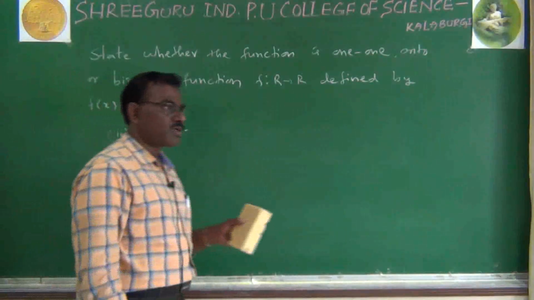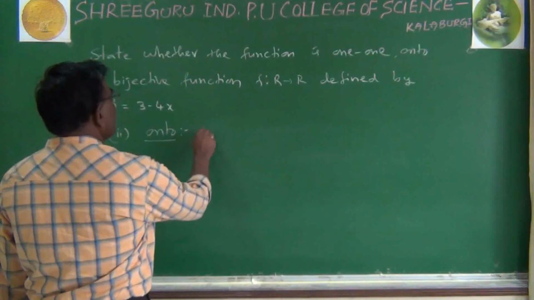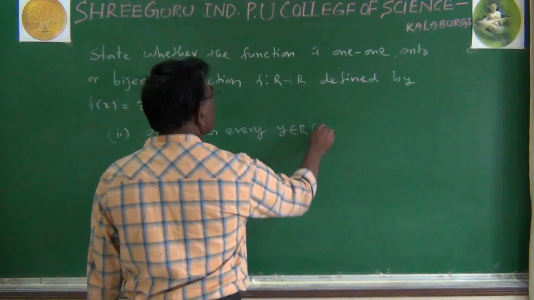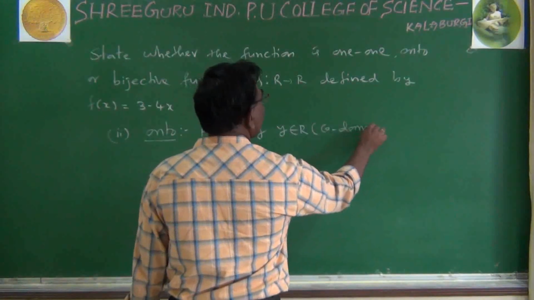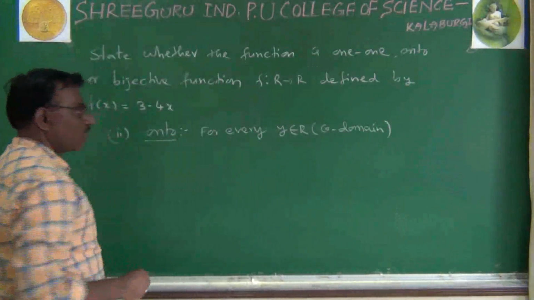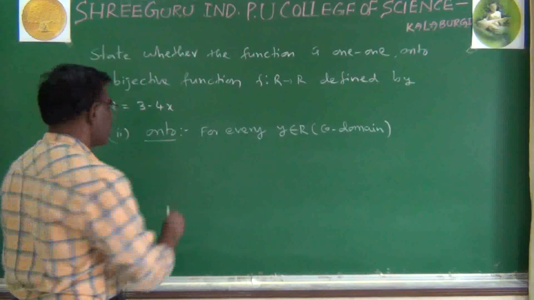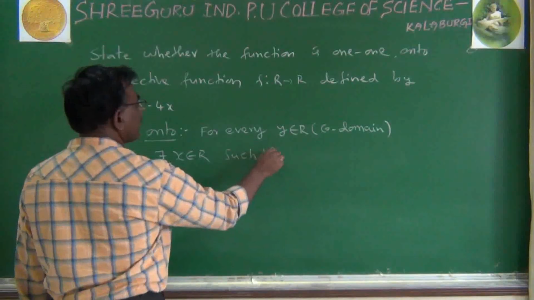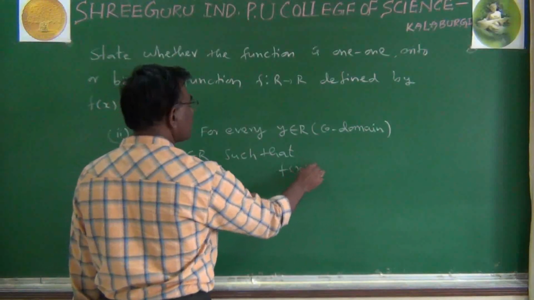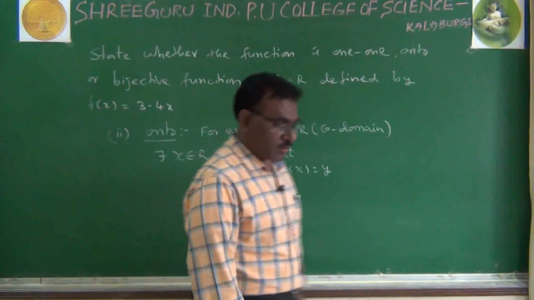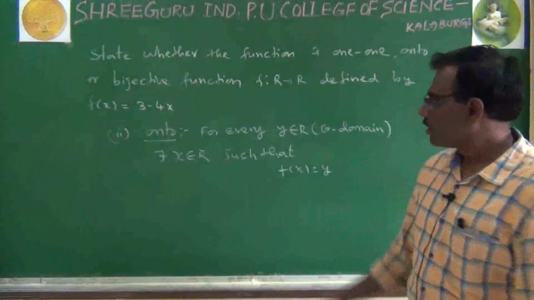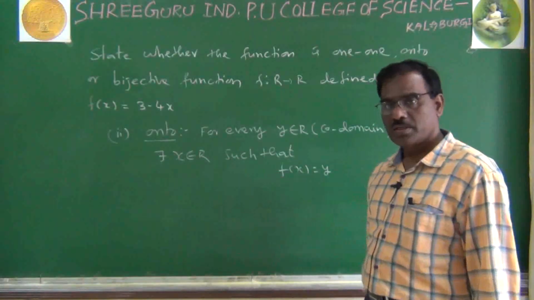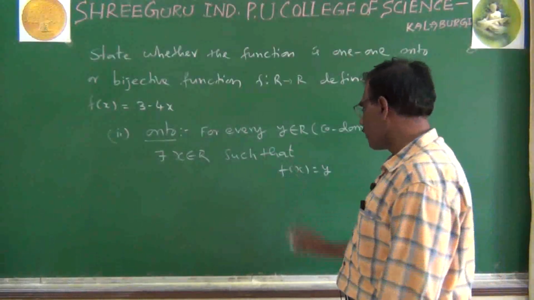But I'll explain how to write that one-one and onto. Okay. For every y belongs to R codomain, there exists x belongs to R such that f of x equal to y. This is the onto formula. You have to select one element in codomain. There exists x belongs to R, this is the domain, this is the codomain. So f of x is y.